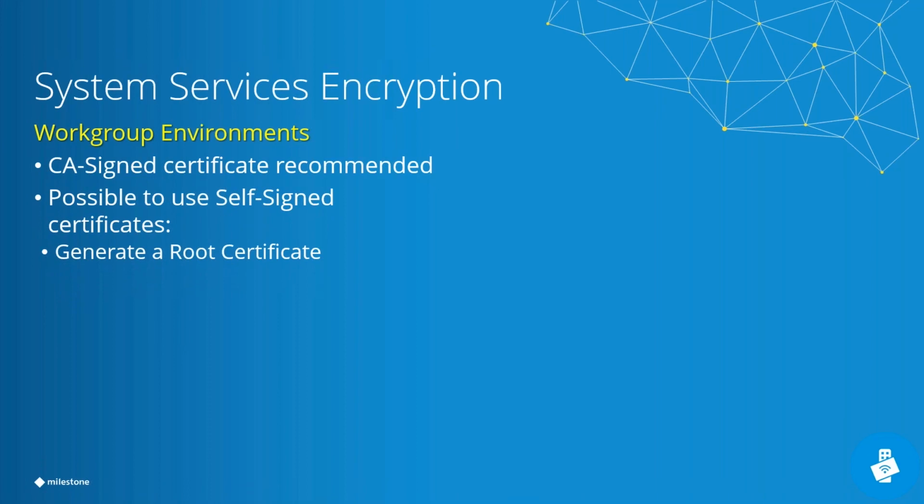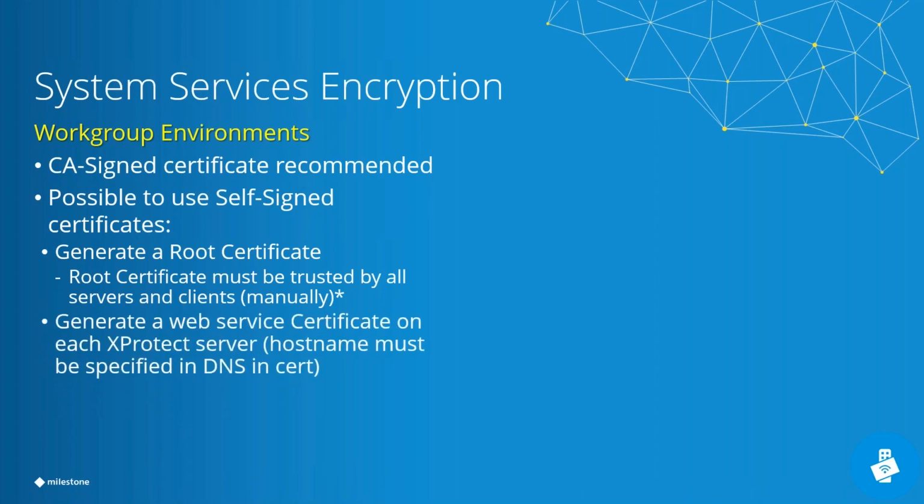We first have to generate a root certificate. However, that root certificate is going to have to be trusted by all servers and all clients. So every client that connects to the system, including any third-party MIP integrations, any smart clients, and any services or servers that are running, all have to trust that same root certificate. Additionally, just like before, you're going to have to generate a certificate for each XProtect server. And again, that host name needs to be in that certificate as well.